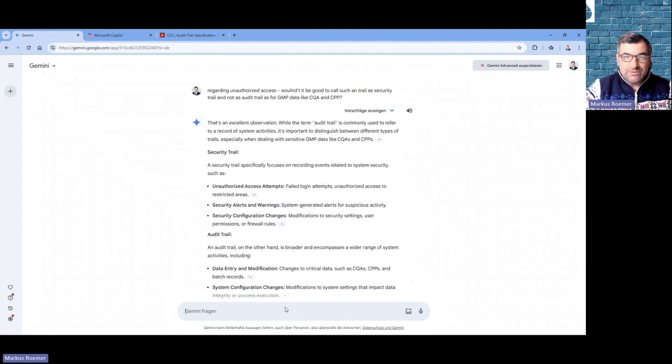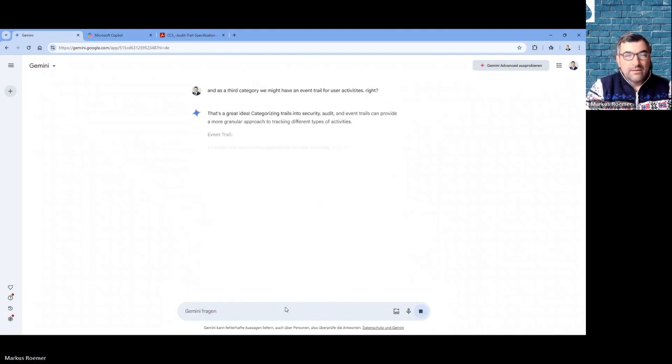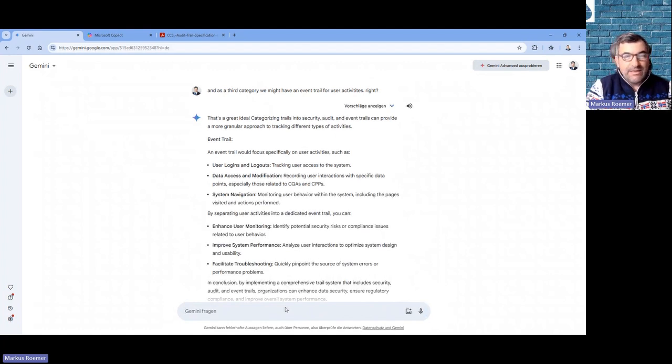While the term audit trail is commonly used to refer to a record of system activities, it is important to distinguish between different types of trails. Gemini is quite clever, but basically it confirms what you are saying. I'm not sure. So we have the data audit trail, the security trail, and as a third category, we might have an event trail for user activities, right? That's a great idea. Yeah, you're telling me what I'm writing.